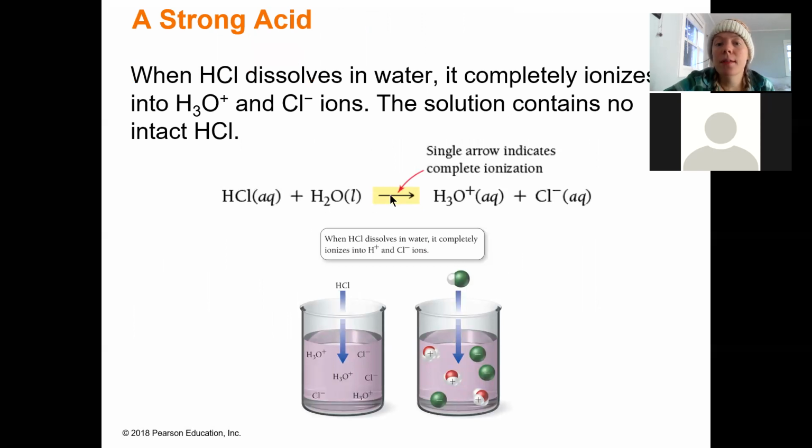So what we can see is here we've taken hydrochloric acid and we've dropped it in water. There's a single arrow, and the single arrow denotes that it's complete ionization. So every H and every Cl break up and we get these hydronium ions and then the chlorines. So lots of H3O pluses happening in solution.